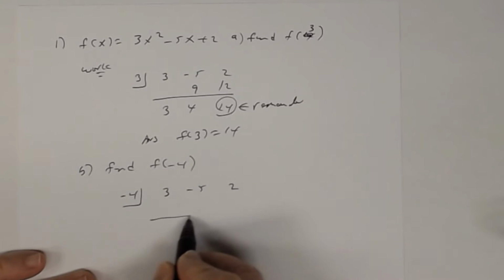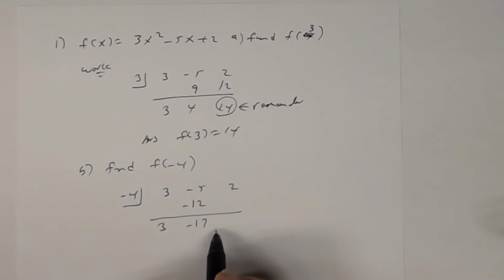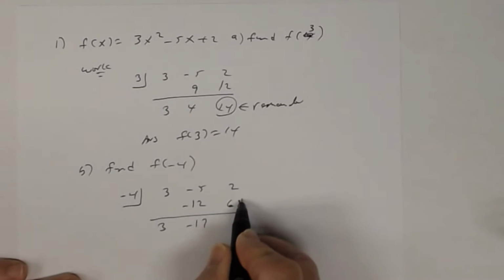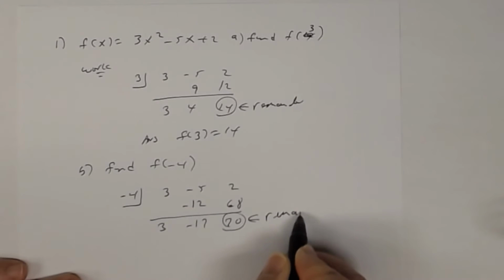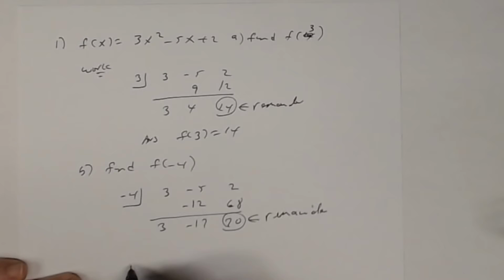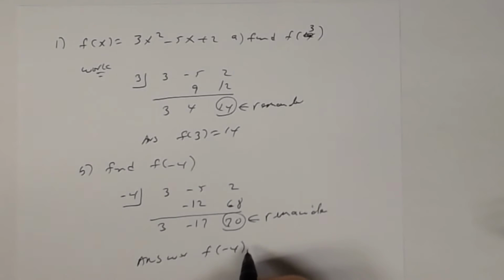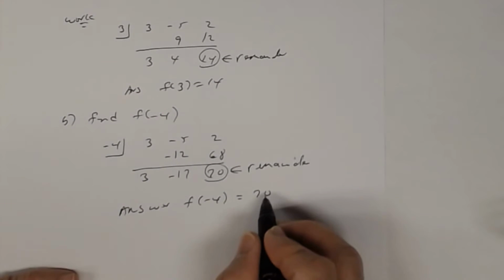And let's see, bring down the 3, multiply, you get negative 12, add, you get negative 17. When you multiply 4 times negative 17, you get 68. And when you add, you get 70. And this remainder is the value of f of negative 4. So f of negative 4 is equal to 70.